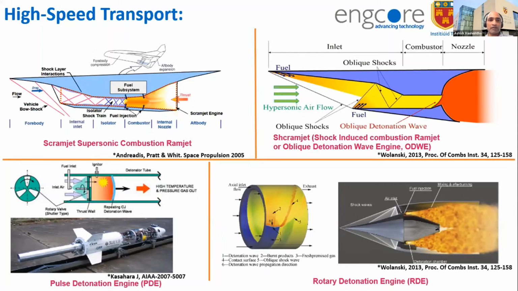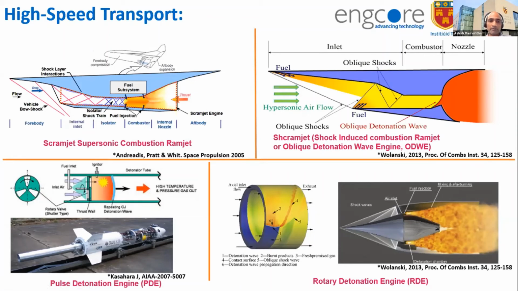In high-speed transport, as some of you might have heard, there are different combustion systems like a scramjet, the supersonic combustion ramjet. There is also the detonation-based system. I will come back to why the detonation-based system might be seen as a future propulsion system for high-speed aircraft. One is the oblique detonation wave engine, which is somewhat similar to a scramjet and generates a detonation wave near the combustion zone. Then there is a pulse detonation engine, and also a rotary detonation engine.